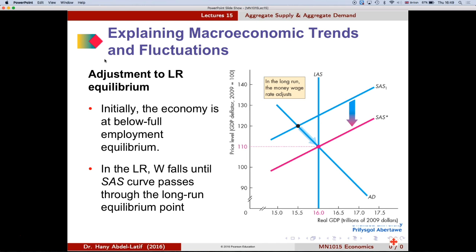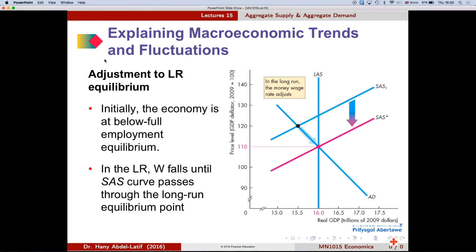So, just to sum up the main idea of the macroeconomic equilibrium: it is where the intersection happens between the aggregate supply and the aggregate demand. But because we have two curves for the aggregate supply, the long run aggregate supply and the short run aggregate supply, we make this distinction. We have two equilibrium points, one in the short run, which is the intersection between the aggregate demand and the short run aggregate supply, and one in the long run, which is the intersection between the aggregate demand and the long run aggregate supply.